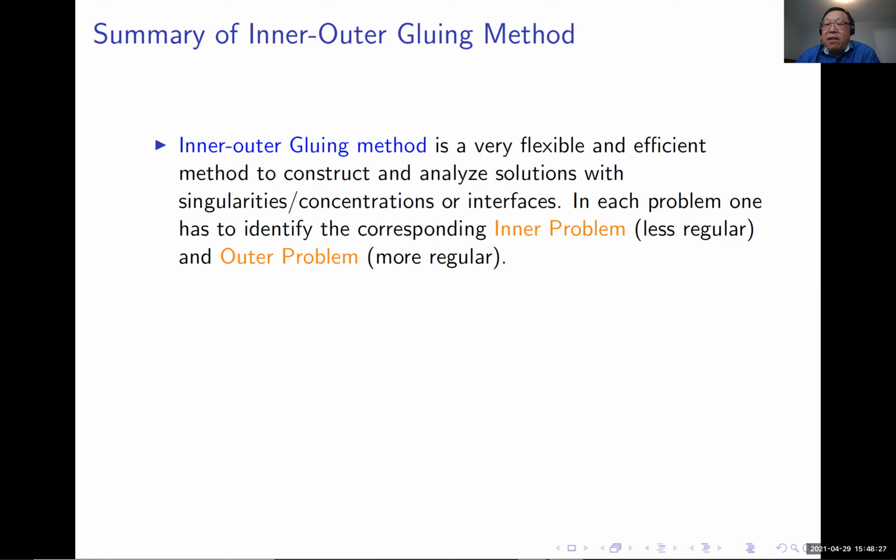In these five lectures, I introduced the inner-outer gluing method. This is a very flexible and efficient method to construct and analyze solutions with a singularity and concentration or interface. In each problem we discussed, we have to identify what is the inner problem, what is the outer problem, and what the coupling is. To identify the inner and outer problems, you have to make sure each is good for the other. Usually the inner problem is less regular and has singularity. The outer problem is a little bit more regular than the inner problem.